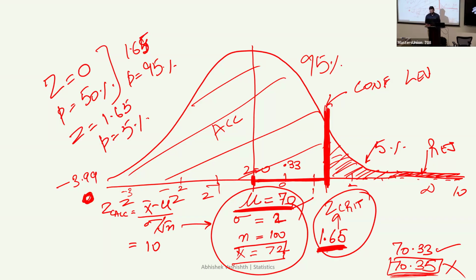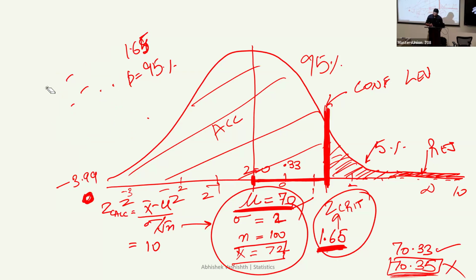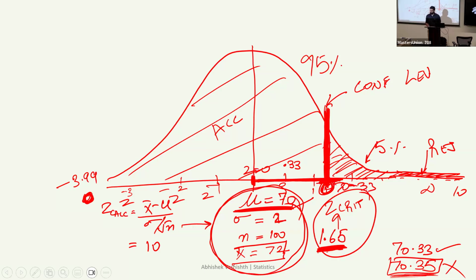Is this okay? This is one way of looking at things. There are multiple ways of looking at things. Another way is that I don't want to use d and all. I just want to find out what this number is for this particular distribution. For this, I found out that this is 70.33. That is also possible.